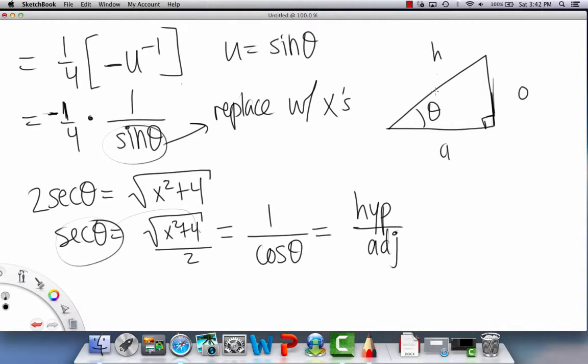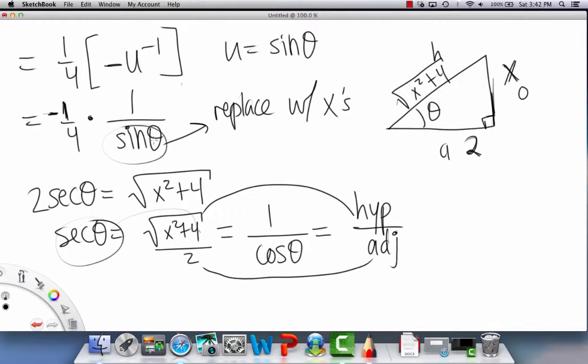So hypotenuse over adjacent. Our hypotenuse must correspond to this radical, right? So we can write it like this. And then our adjacent must correspond to the 2 down here. Okay, so we can solve for the third side just by doing Pythagorean, and we get that this side is simply x. The height is simply x.